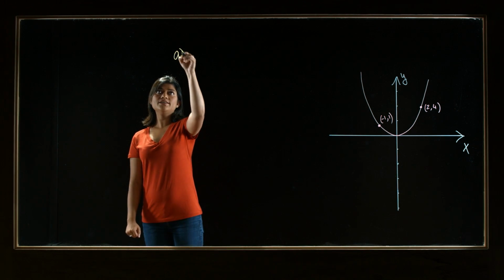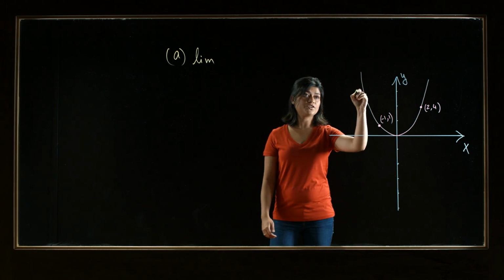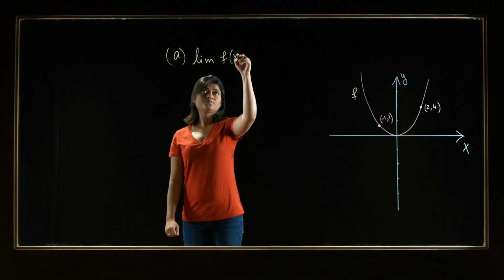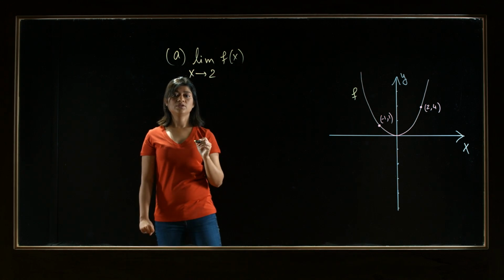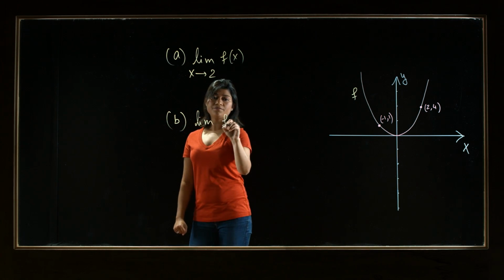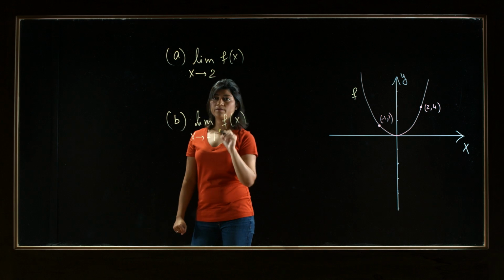This is the graph of some function, say f. And we have to evaluate the limit of f as x approaches 2. And the second one is the limit of f as x approaches -1.